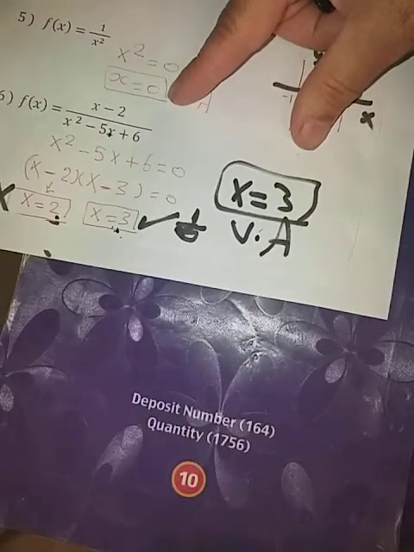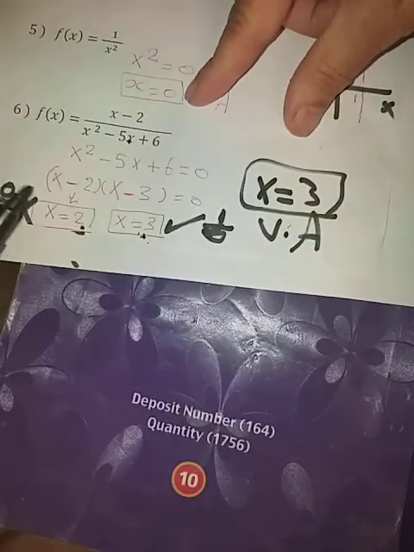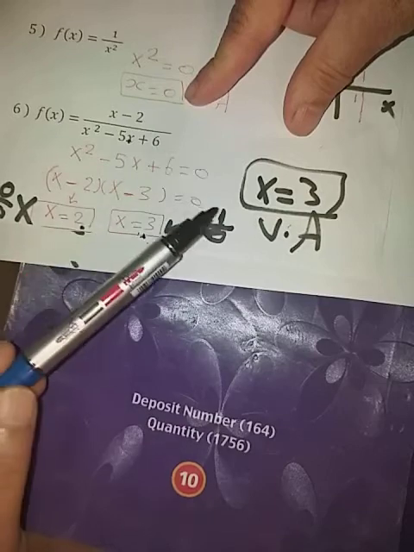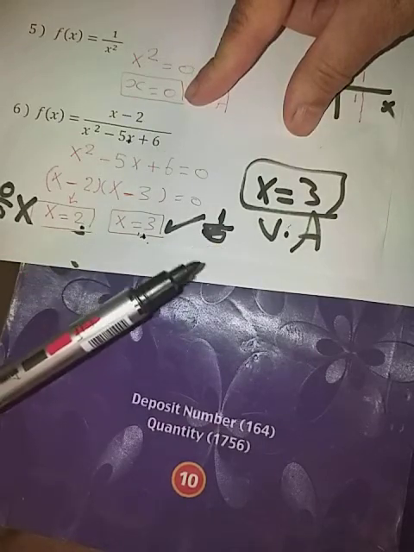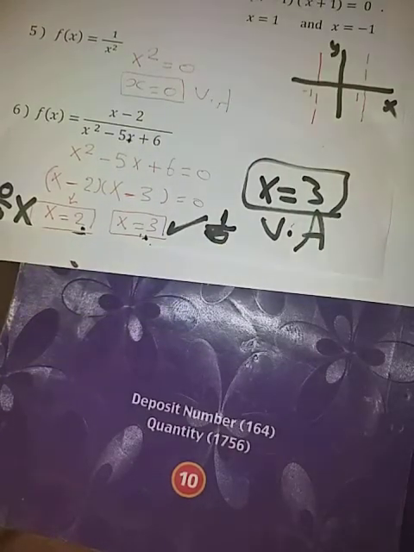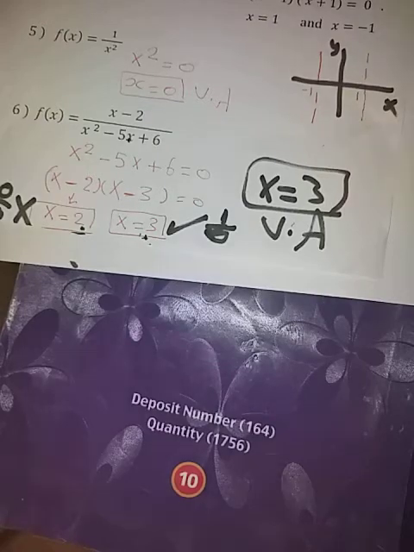Okay, my dear students, if you have a number over 0, then this is a vertical asymptote. 0 over 0 is not a vertical asymptote.